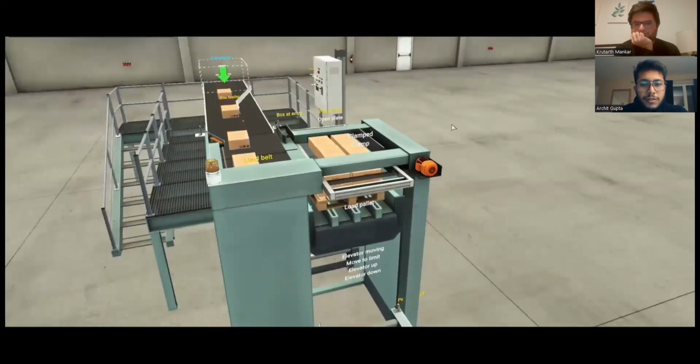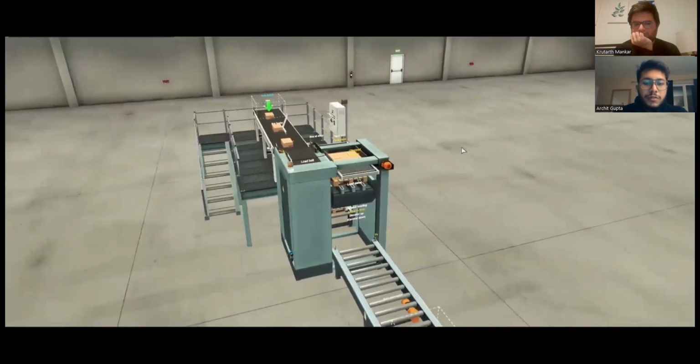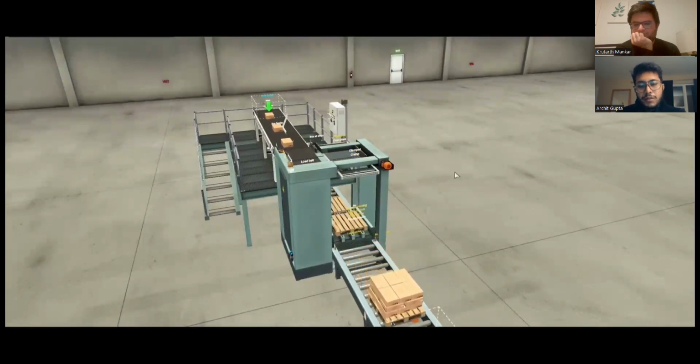Once it is done, it will go down, and there is a counter which counts how many times the palletizer has moved. It will work as a sensor and it will come down. Now it will move towards the exit conveyor and the conveyor will start.